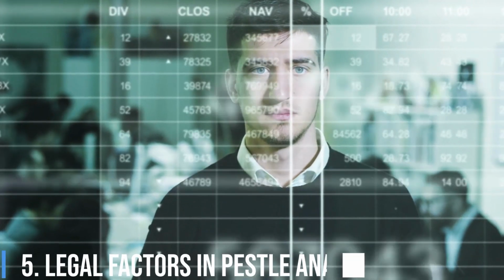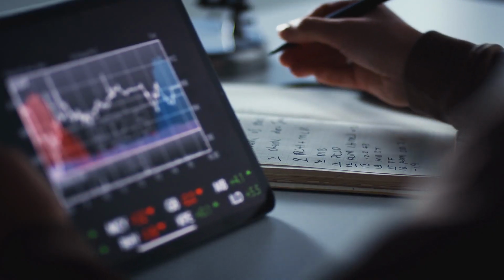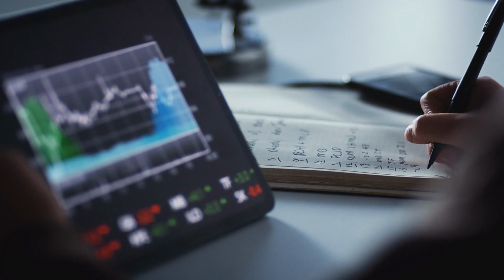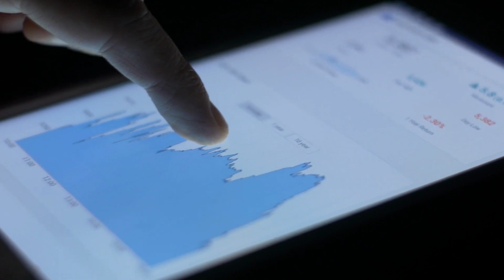5. Legal factors in PESTLE analysis. Legal factors include changes to legislation impacting employment, access to materials, quotas, resources, imports and exports, and taxation. These factors have both external and internal sides. Certain laws have an impact on the business environment in a country.